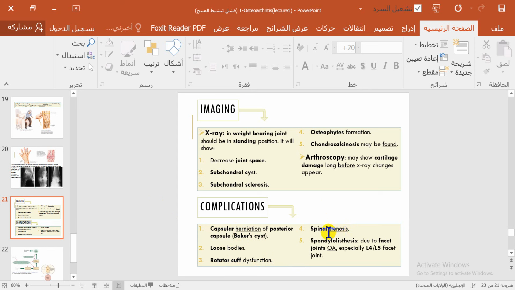The facet joint is involved because it is a synovial joint, the facet joint of the spine, so this is liable to osteophyte formation and impingement of the intraspinal content, leading to spinal canal stenosis. Spondylolisthesis due to facet joint osteoarthritis, especially the L4, L5 facet joint, leads to some instability of the spine and backward movement of the vertebra above on the vertebra below, what's called retrolisthesis. Retrolisthesis.